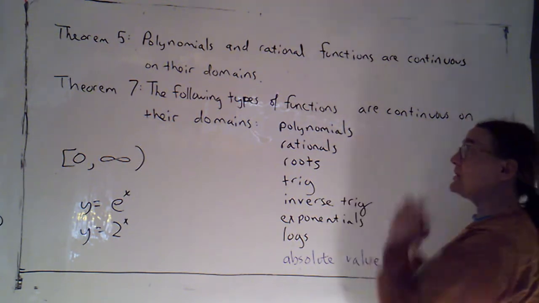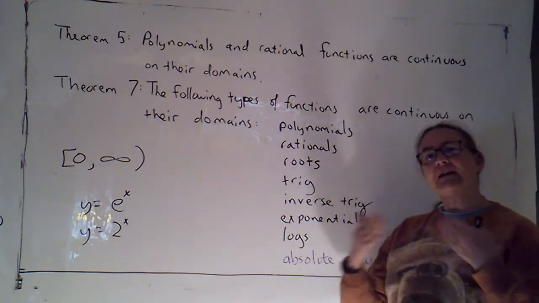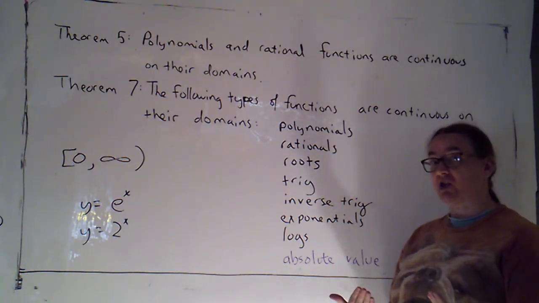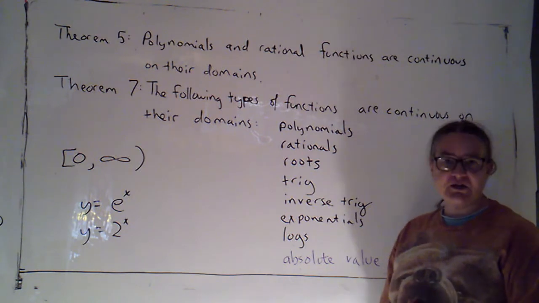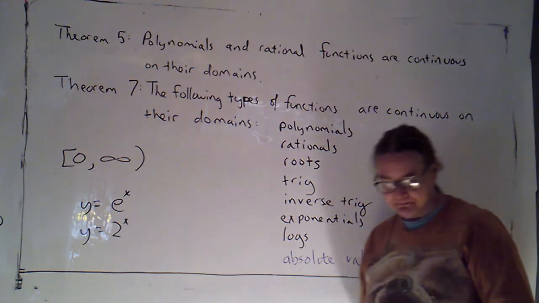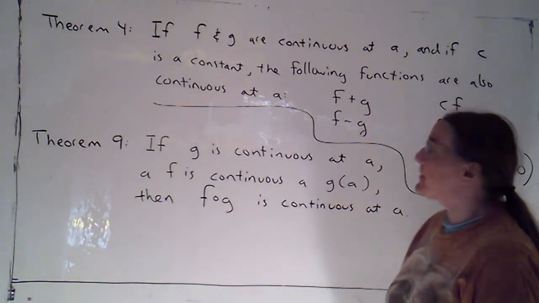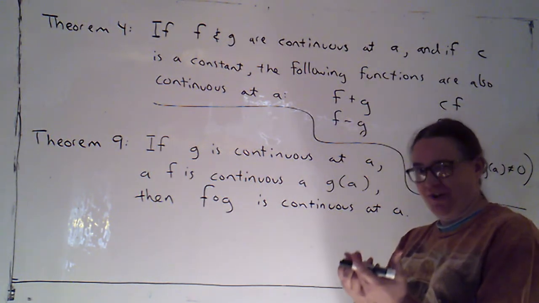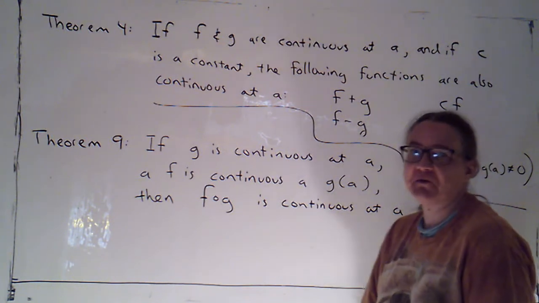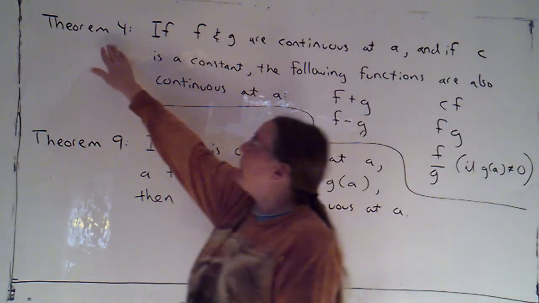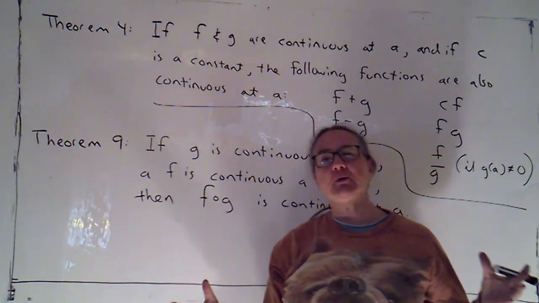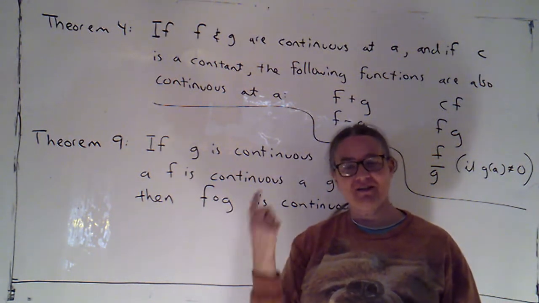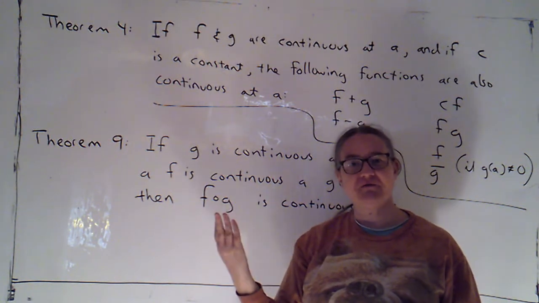All right, the next couple of theorems we're going to have are going to tell us that if we start with continuous functions and we combine them using either arithmetic or composition, we're going to get a continuous function as well. So I've now got up on the board the two theorems that tell us that if we combine continuous functions, we will get a continuous function.